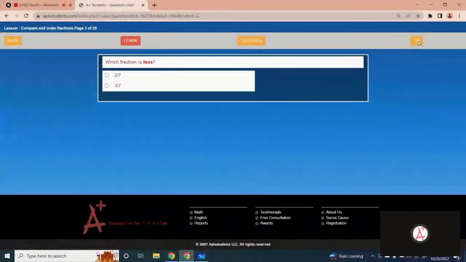Got it? So which fraction is less, 2 by 7 or 3 by 7? Which one is less? When they have like denominators, you can simply compare their numerators. So which numerator is smaller, 2 or 3? Yes, the less one is 2 by 7. Very good.